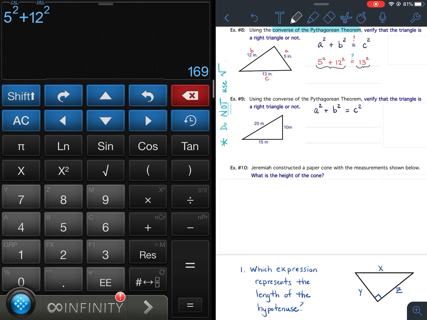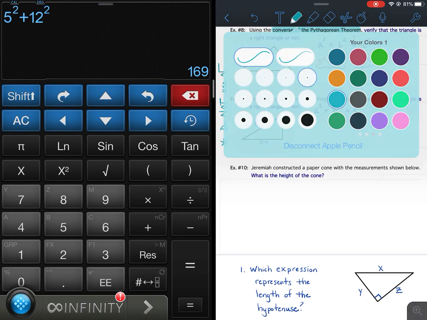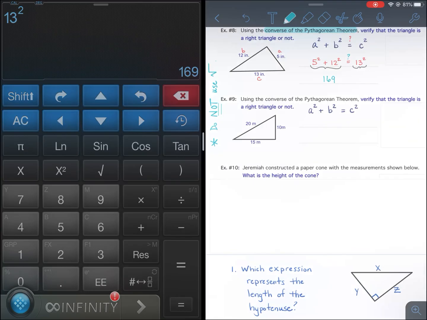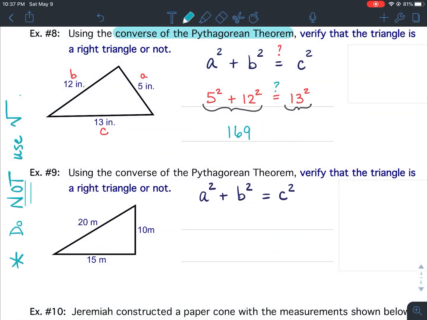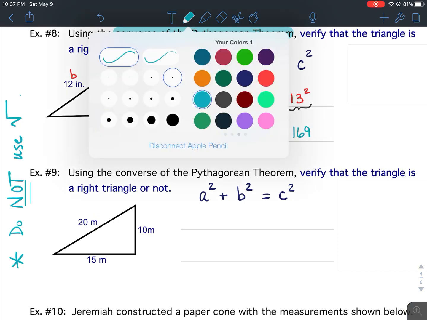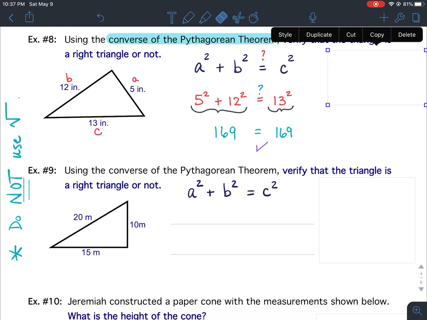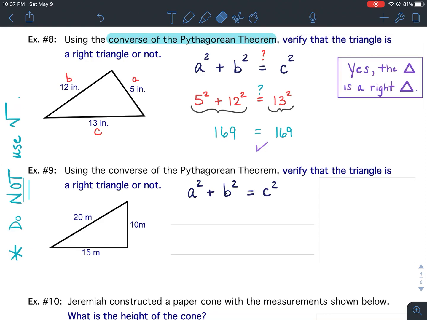5 squared plus 12 squared is 169. So over here, I would write 169. Then I'm going to put in 13 squared, which is also 169. So 5 squared plus 12 squared was 169, and 13 squared was 169. Well, they are equal. Because they are equal, that means it is a right triangle. So my final answer is, yes, the triangle is a right triangle.